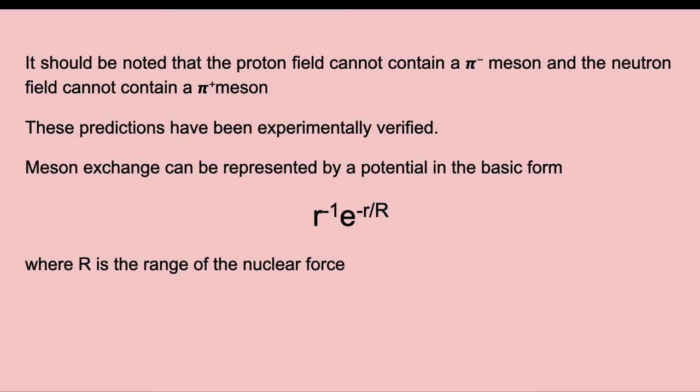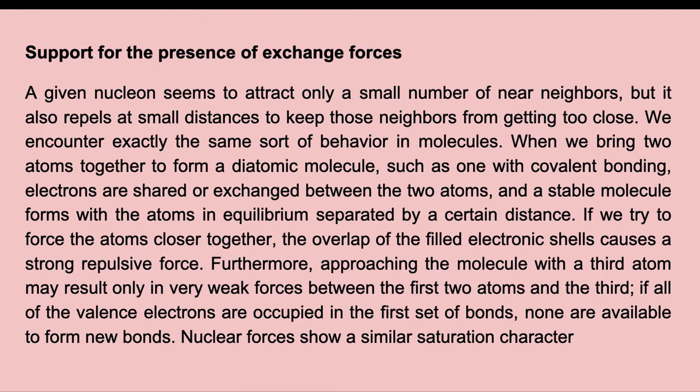The meson exchange can be represented by a potential in the basic form r raised to minus 1. That means your potential V will be r raised to minus 1 times e raised to minus r by R, where this capital R is the range of nuclear force. And now we will explain, or we can have some support for the presence of this exchange force. The first one is a comparison with the atomic field, and then we have an experimental verification.